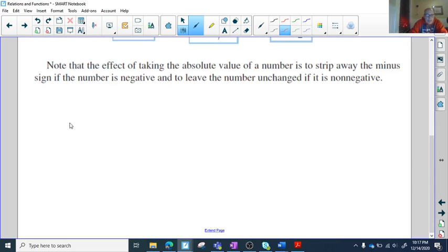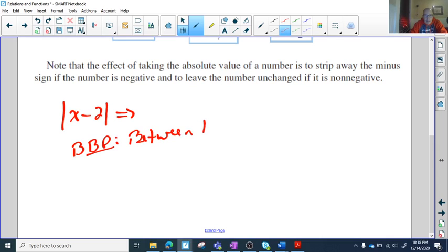So let's suppose the absolute value of x minus 2 instead, and I ask, what would that be as a piecewise function? I like to use BBP, which stands for between the bars is positive. Well, the first thing you say is, how would I get between the bars positive? Write out what's between the bars, x minus 2, and I want that to be bigger than, or I'll also let it be equal to 0.